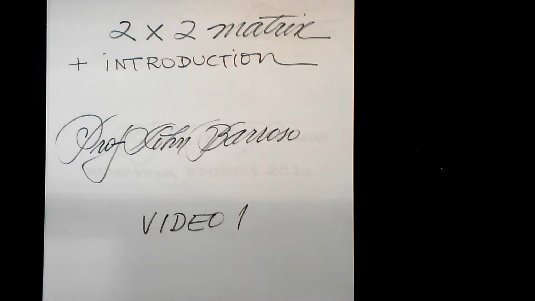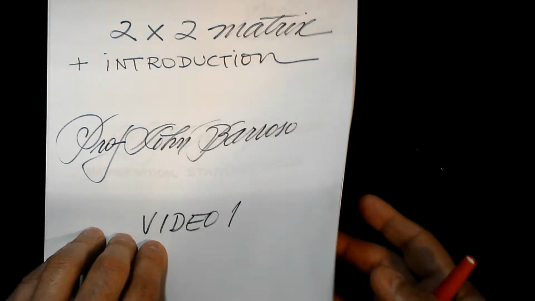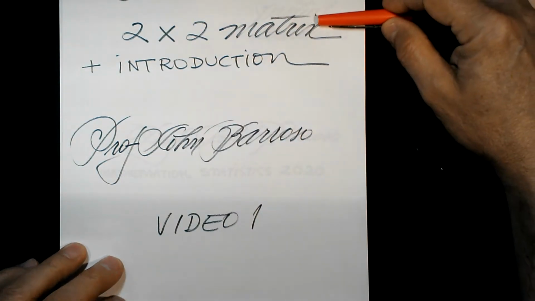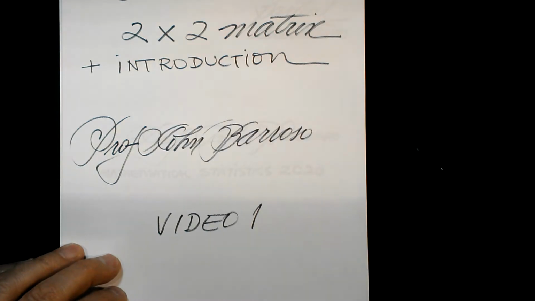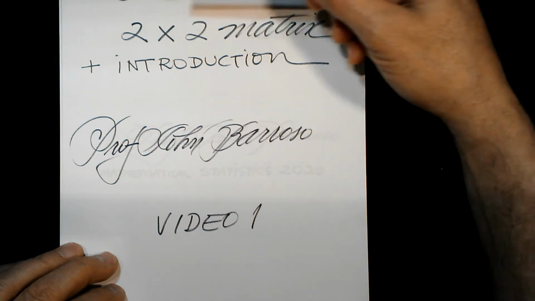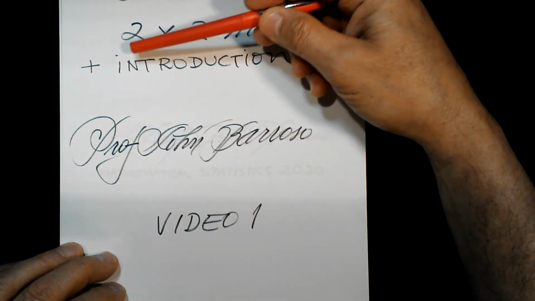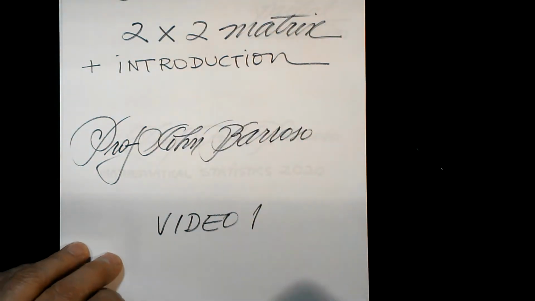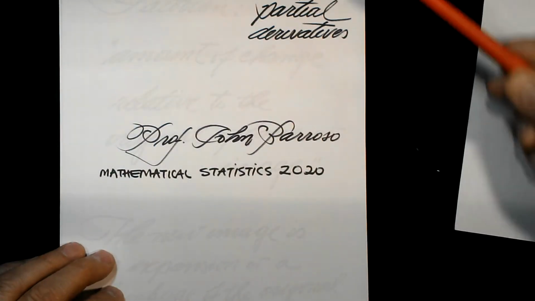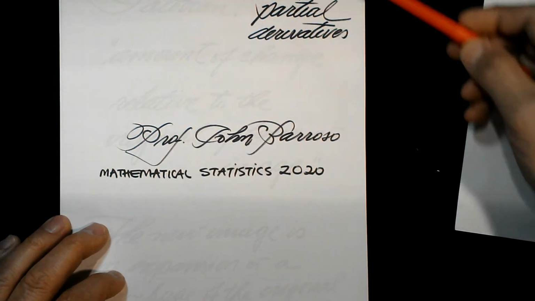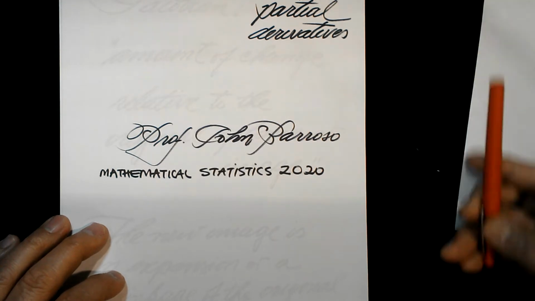This is the Jacobian, and we're going to look in video 1 at a 2x2 matrix. This involves linear algebra. It requires a calculator if we have numbers, but the Jacobian uses partial derivatives. So we're going to have an introduction and also work on a 2x2 matrix. The Jacobian is simply a determinant of partial derivatives, and you know determinants from linear algebra.